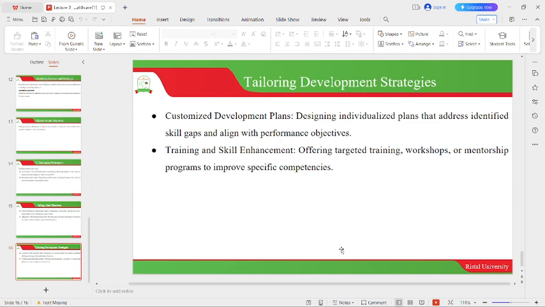So you need to offer targeted training, workshops, or mentorship programs to improve a specific competency. The doctors and the midwives will be allowed to attend workshops. You need to assign someone to mentor them so that they can learn. We are all doing this to make sure that we develop the performance of the individual employees in an organization. This will help the hospital, the organization, to achieve its goals and objectives.